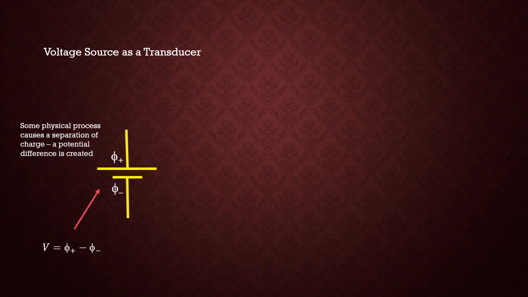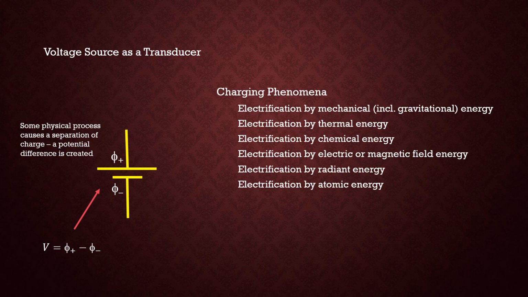So the voltage actually represents a spatial difference in the electrical potential of the system. The charging phenomena are varied. They can be mechanical, thermal, chemical, electrical, or magnetic fields, field effects, radiant energy, and atomic energy. These are all energetic phenomena of some sort, and they can be converted into an electrical potential. If you've heard of Nikola Tesla, his big thing was the transformation of electric and magnetic fields and motion.